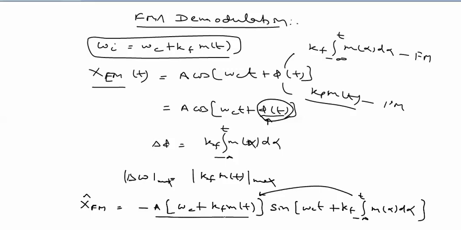So first, in demodulation of FM, we differentiate the waveform so that the information in the angle portion comes into the amplitude portion of the waveform. After that, we apply an envelope detector. This procedure is known as frequency discrimination.